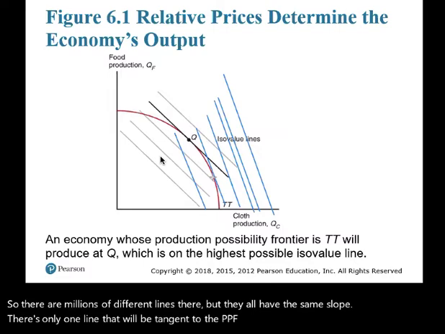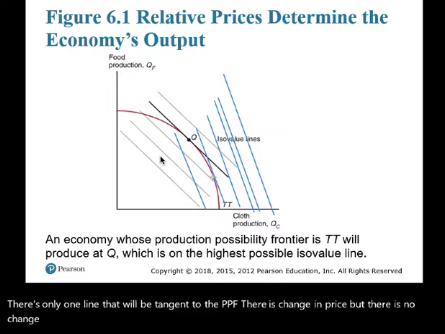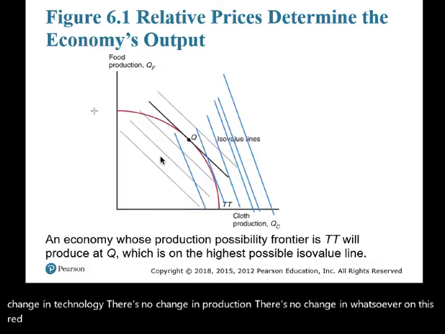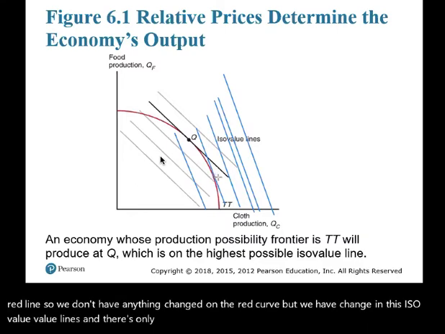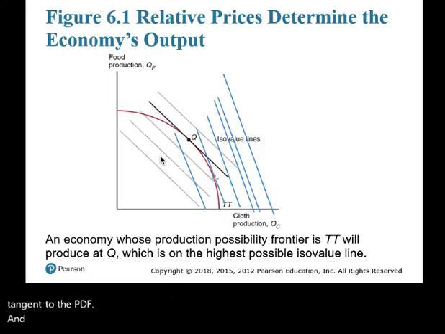There is a change in price, but there's no change in technology. There's no change in production. There's no change whatsoever on this red line. So we don't have anything changed on the red curve, but we have a change in this isovalue line. And there's only one line among this infinite number of lines that will be tangent to the PPF. And this tangent point will be the new level of output of this nation that maximizes the value of the output of the country.